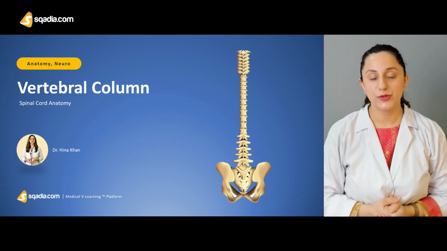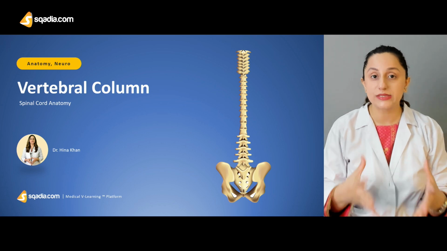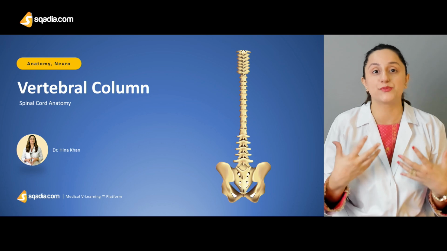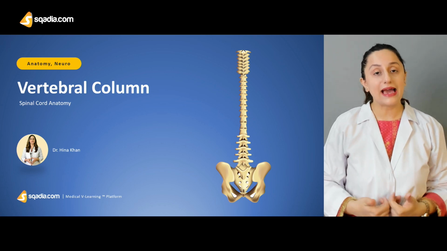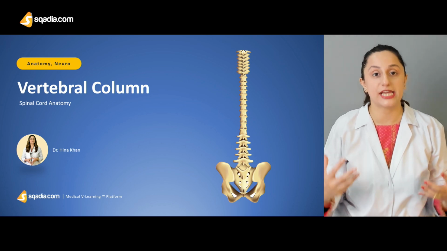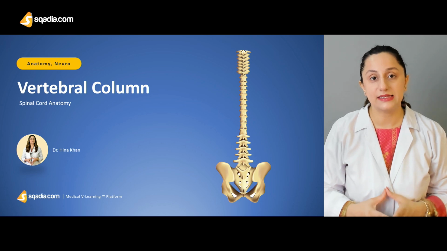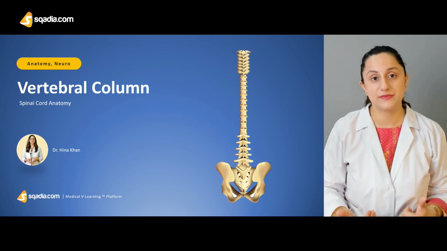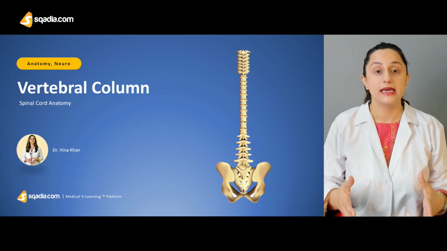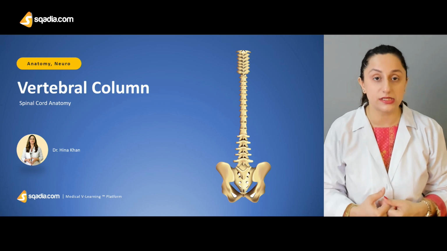So first of all, we're going to get into the details of the vertebral column, and we know it's basically the bony architecture, which is providing protection. The foremost function of the vertebral column is to provide protection to the spinal cord. It is also one way of transmitting weight towards the lower limbs, and it provides stability to the pelvic girdle as well as the shoulder girdle.